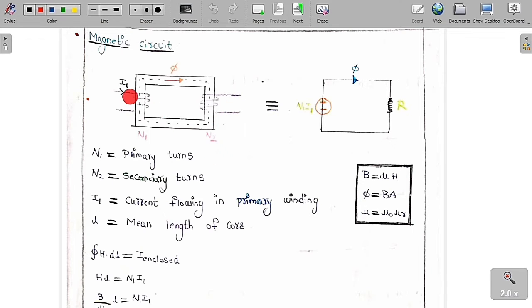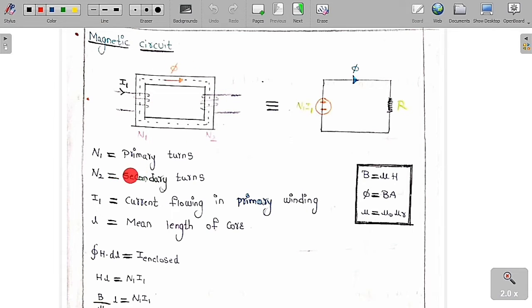Whenever I send a current I1 in the primary coil, as the current passes through this coil, it is going to produce a flux. This flux is going to pass through this core because the core has a huge amount of permeability. Flux prefers to pass through the magnetic core rather than the air. Therefore all the flux is going to link through this core, passing in this manner to make a closed loop. You can see this clearly from the circuit diagram.